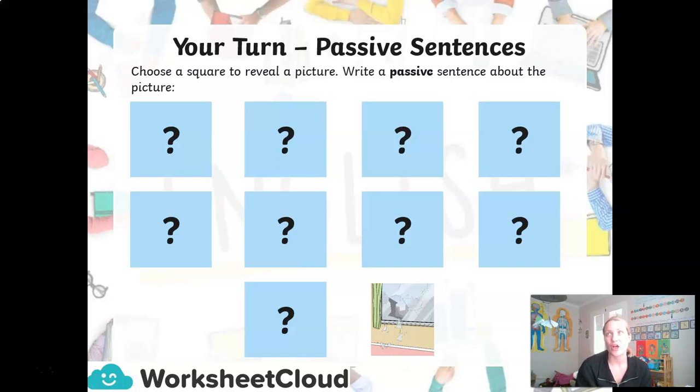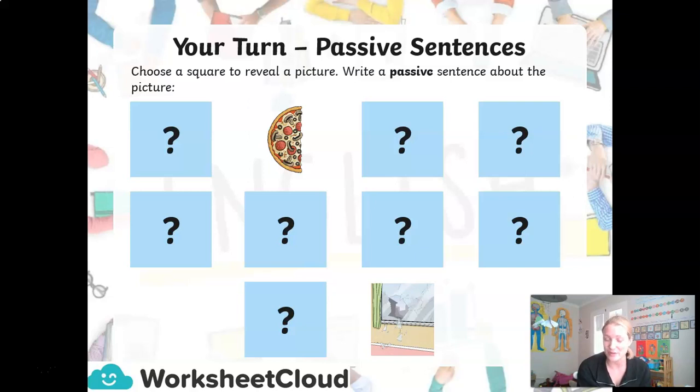So let's have the window was broken by the ball. Okay, it's a passive sentence. I have the window as the object, broken as the verb, and the ball is the subject. How about up here now? Let me do this one. Aha! Oh, it's half a pizza. Oh, half the pizza was eaten by my greedy husband.